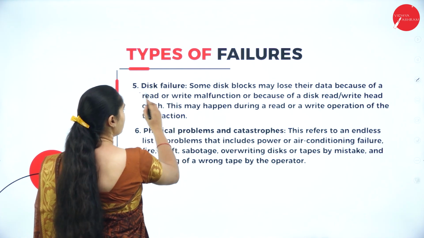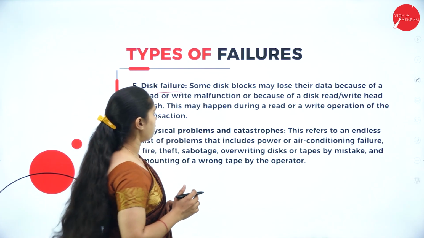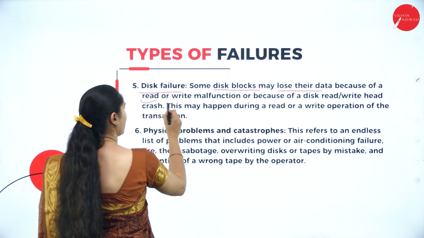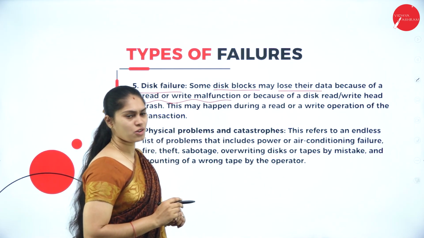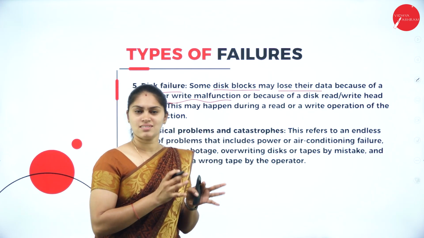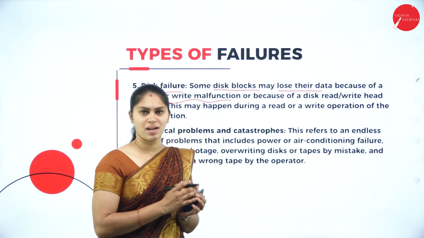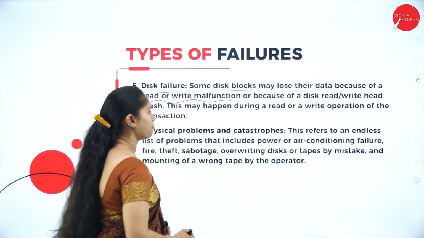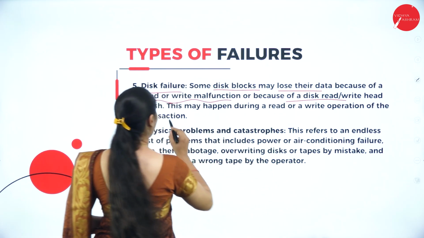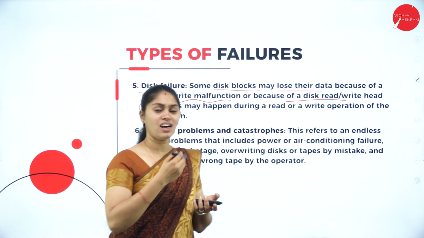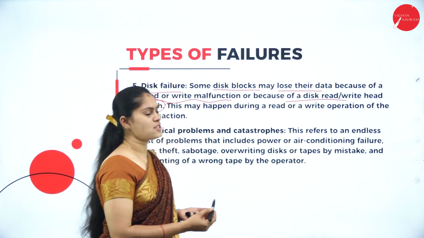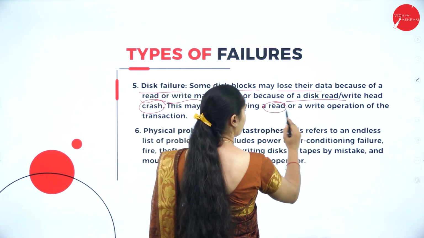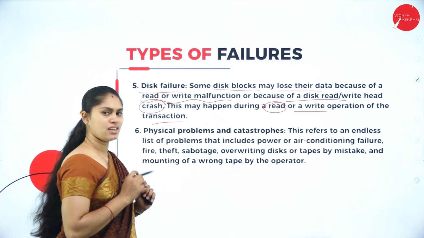After this, we have disk failures. This is a common failure. Some disk blocks may lose their data because of read and write malfunction. Already you know the different read and write conflicts we have: the lost update problem, the read write conflicts or dirty read conflicts, or because of a disk read write head crash. If something goes wrong with the read write head, at that time we are going to end up with these failures. This may happen during the read or write operation during the transaction.